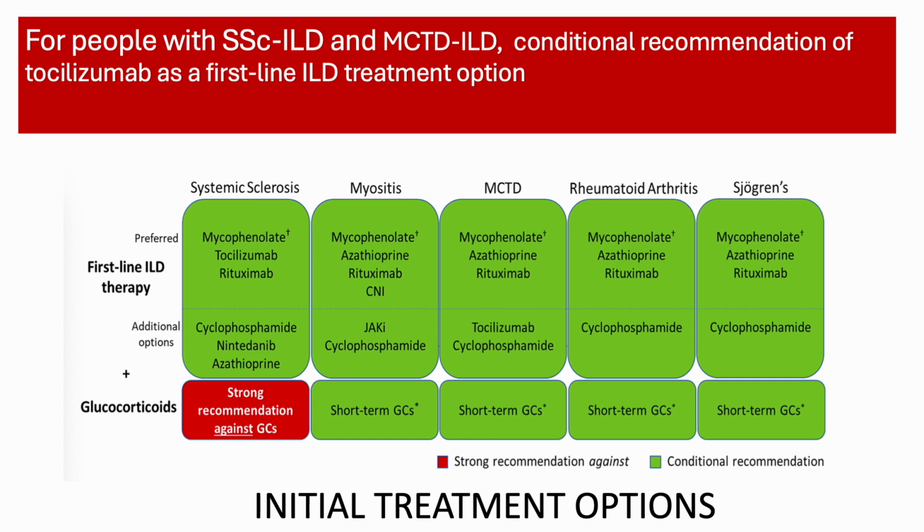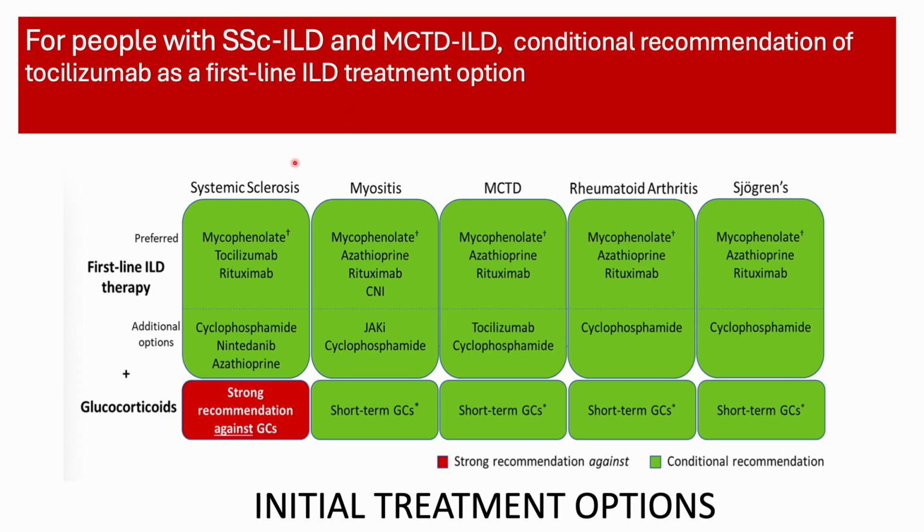Coming to the use of tocilizumab. Here, especially in 2 conditions, which are systemic sclerosis and mixed connective tissue disease ILD, there is a conditional recommendation of tocilizumab as the first line ILD treatment in systemic sclerosis and as the additional option in mixed connective tissue disease. Now, this has come after studies which have shown FVC stabilization in 2 big trials of systemic sclerosis compared with placebo.